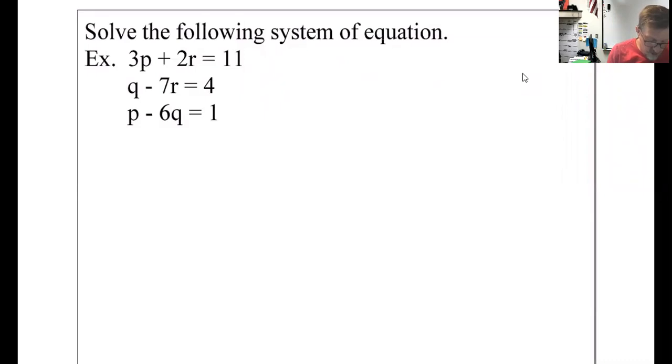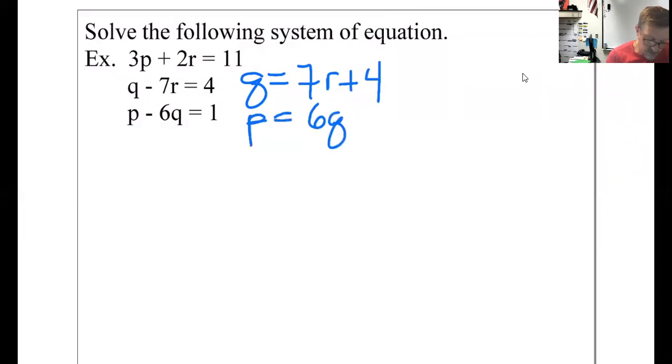So let's get started. Let's go blue. We're going to take the last two, and the reason I'm taking the last two is because both of those, if you look carefully, have a variable that doesn't have a coefficient: the q in the second one and the p in the third one. So when I solve for q in the second one, I get q equals 7r plus 4. And p in the third one, I get p equals 6q plus 1.